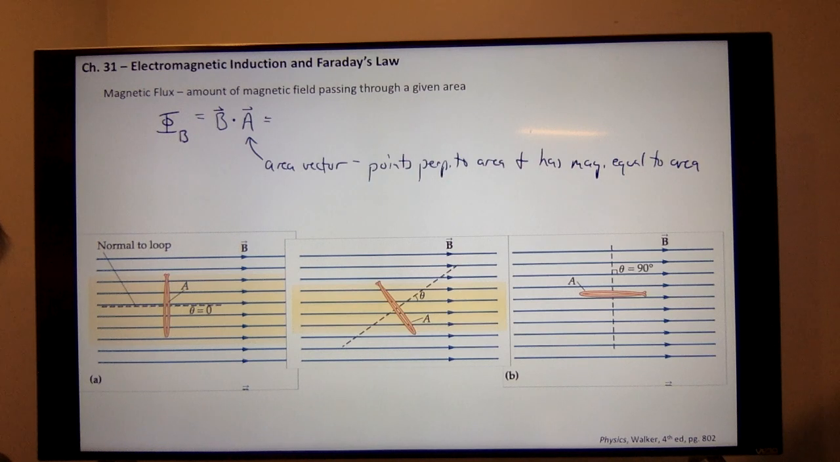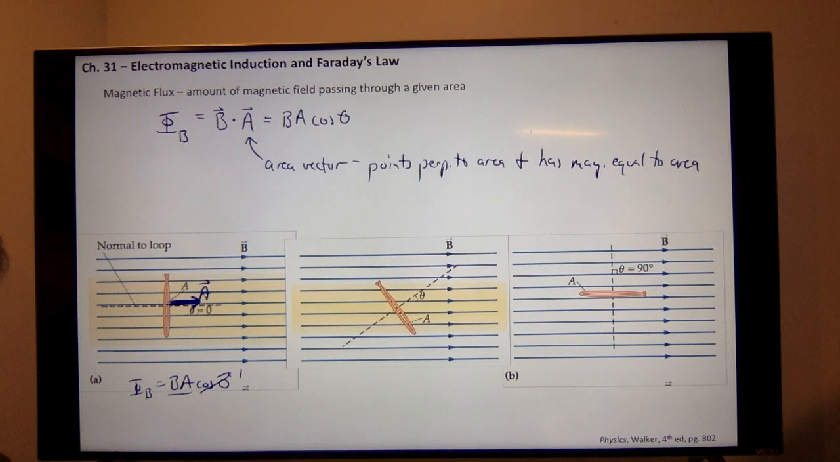So if I were to expand out this dot product, this is going to be the magnitude of B times the magnitude of A times the cosine of the angle between them. Look down at this first pane: the area vector points in the same direction as the magnetic field, which means the angle is 0, so the cosine of 0 goes to 1, and I just get a magnetic flux in this particular case of B times A.